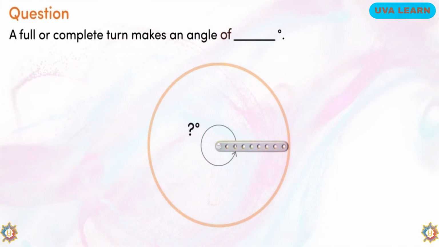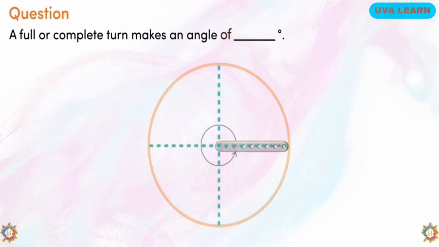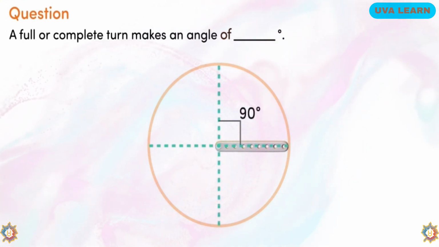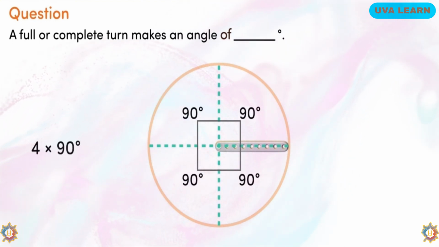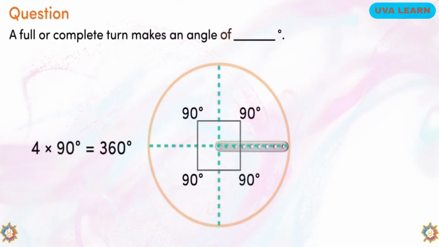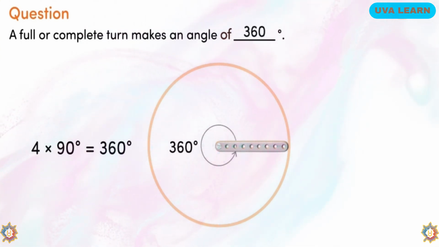Do you know what angle this is? Count how many right angles make a complete turn. 1, 2, 3, and 4. A complete turn is made up of 4 right angles. And 4 times 90 degrees equals 360 degrees. That means a full or complete turn makes an angle of 360 degrees.